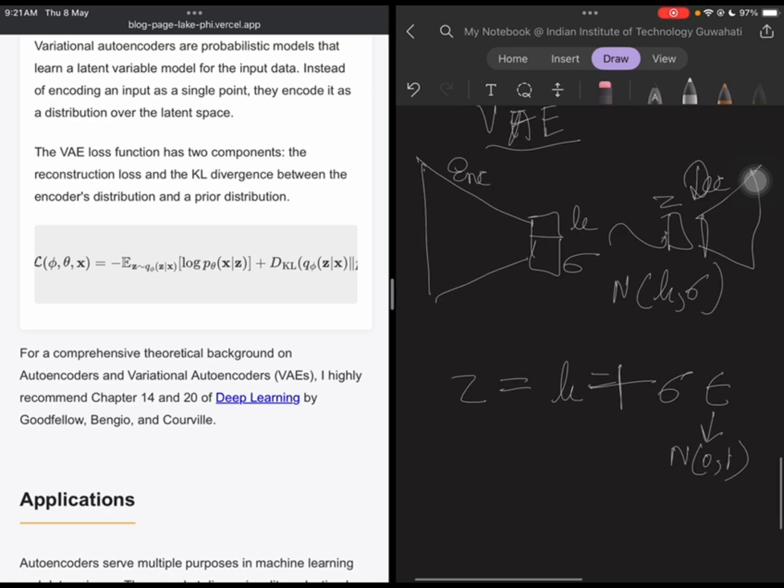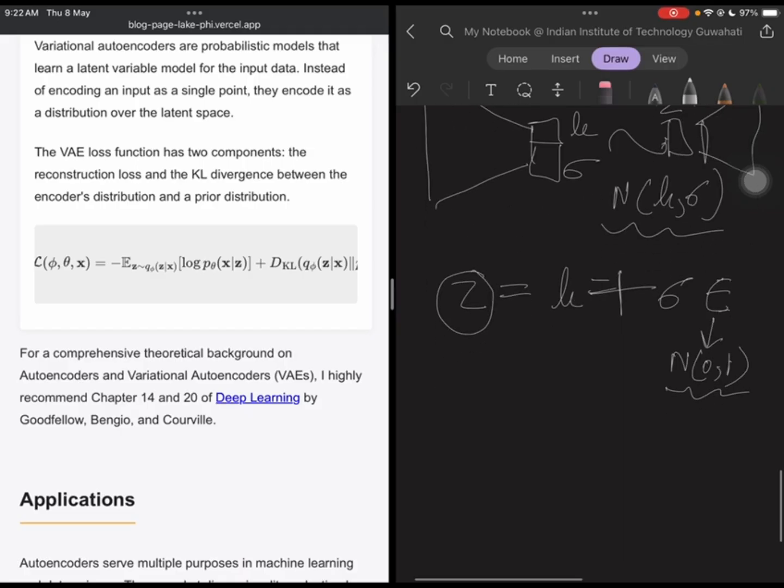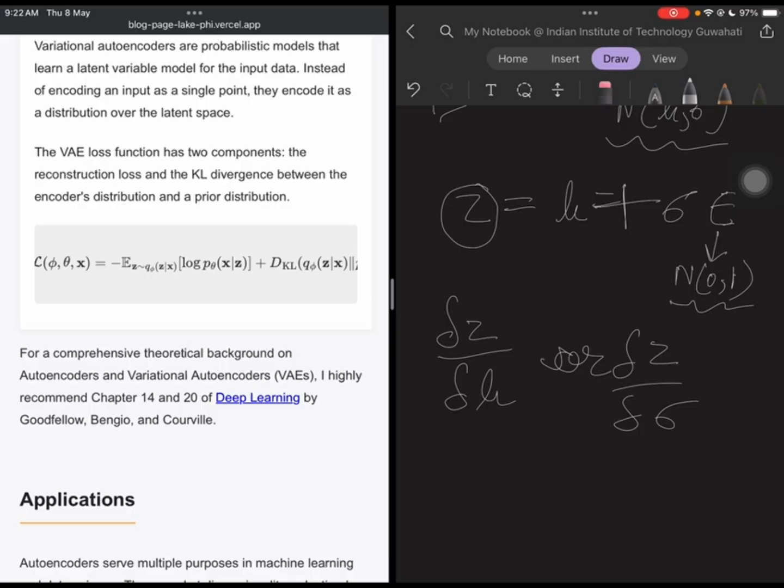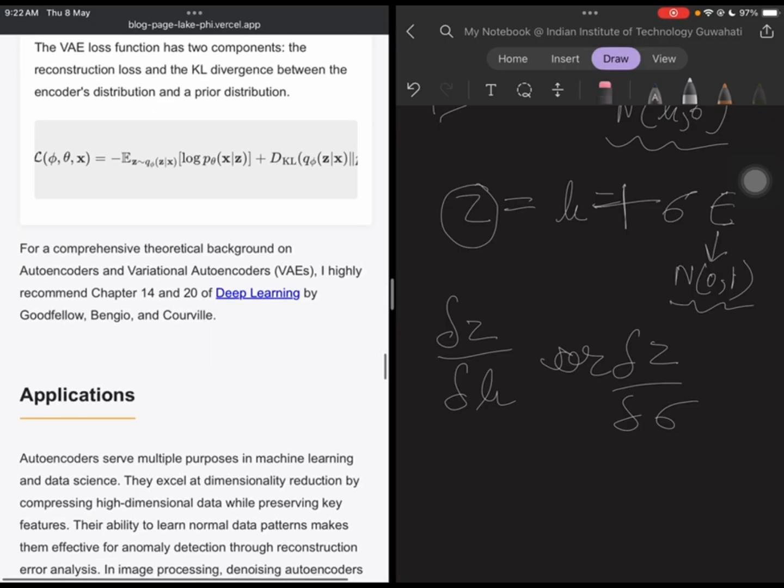Because normal 0, 1 is fixed, we can sample. And we can modify the sampling from normal mu sigma as mu plus sigma times the sampled data from normal 0, 1. Then we connect Z via this. Now we can take the gradient, del Z by del mu, and del Z by del sigma, because E is not a parameter; we don't want to train E. The parameters are mu and sigma.